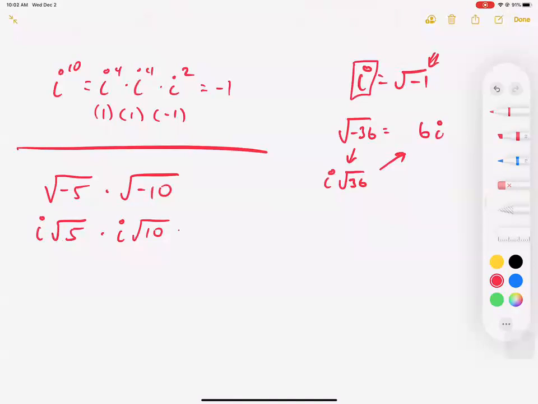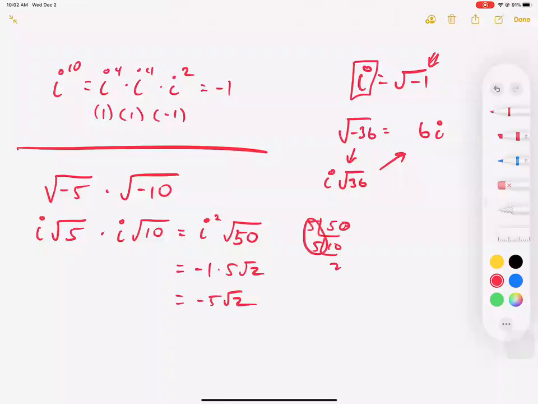Now we can say, hey, well, fine. That's just i squared times the square root of 10. Oh, sorry, 10 times 5 is 50. See, we are able to do the math. We can continue using all our real world number properties. This becomes a negative 1. Square root of 50 is 5, 10, 5, 2. I have a pair of 5s. So times 5 square root of 2. This is negative 5 square root of 2. Now, this is legit the answer.